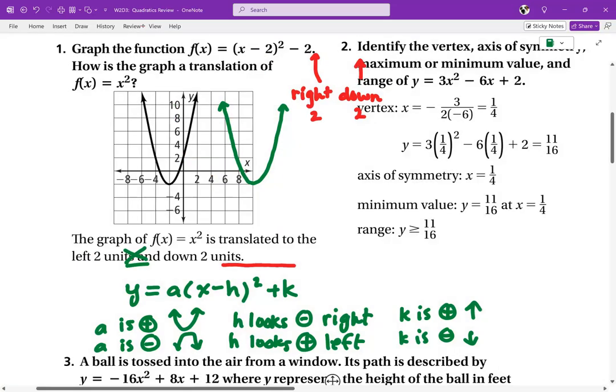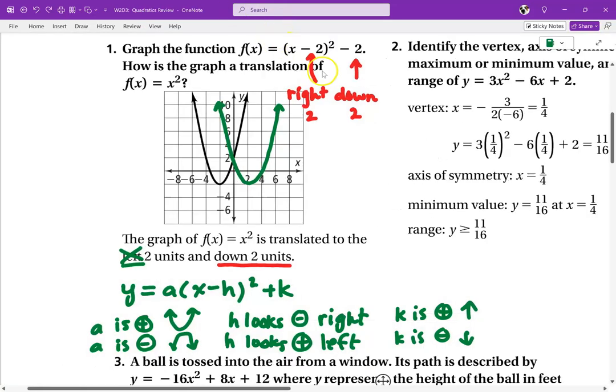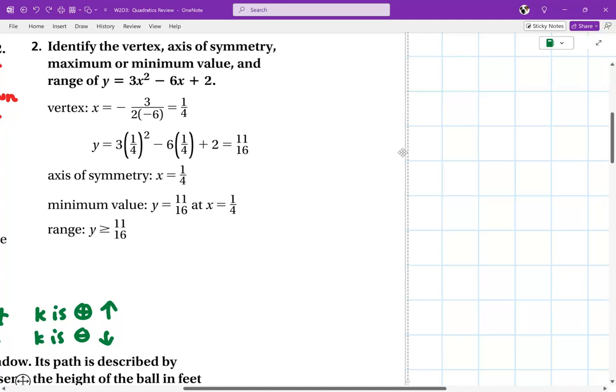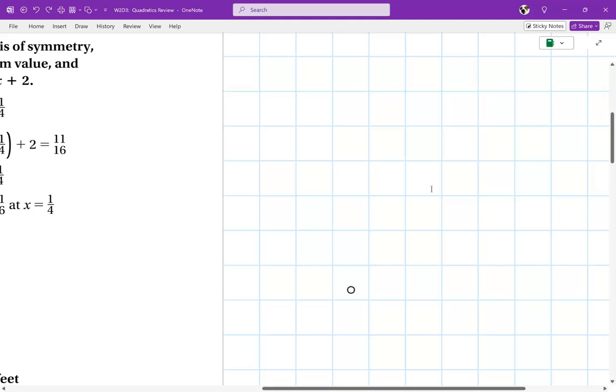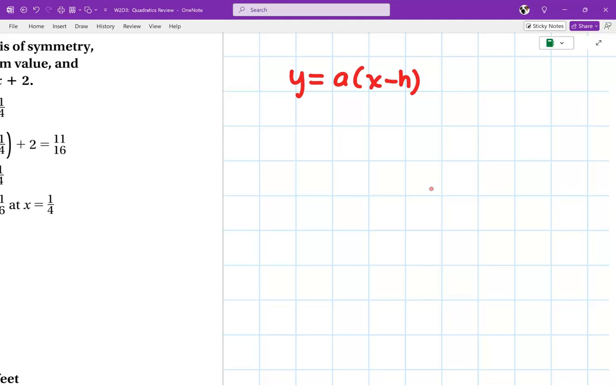All right. Question number 2. It says identify the vertex, the axis of symmetry, the maximum or minimum value, and the range. Okay. So right now we'll talk about all those little pieces, but let's remind ourselves of where we find these things. So I'm going to move a little bit more to the side right here. y is equal to a times x minus h quantity squared plus, actually, no, I'm sorry.